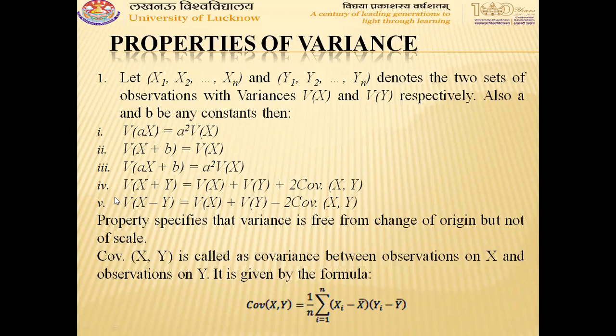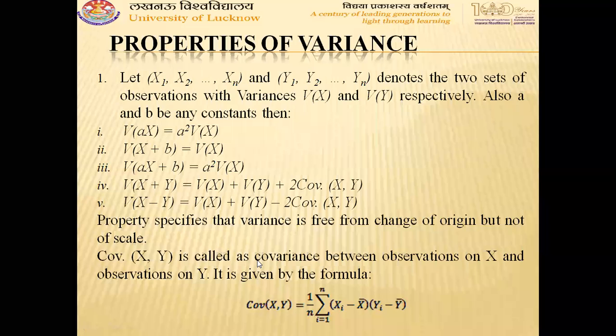The fourth property says variance of x plus y. That means if we add these two series, then variance of x plus y is equal to variance of x plus variance of y plus 2 times covariance of xy. This 2 COV xy term involves the covariance of xy. Similarly, in place of adding, if we subtract the respective observations, then variance of x minus y would become variance of x plus variance of y minus 2 times covariance of xy.